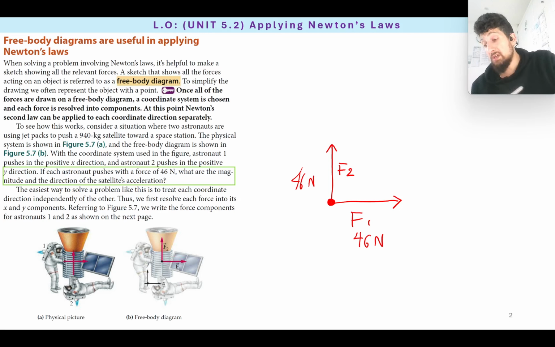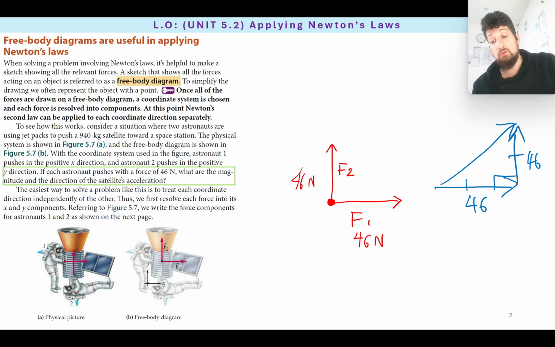And we can use that to work out the overall force, because essentially we can form a triangle using these forces. So this is F1, this is F2. Let's look at the values. 46 and 46. So it is an equilateral as well as a right angle triangle. These two are the same as well as 90 degrees. So we've got the hypotenuse, and the hypotenuse is going to represent the overall force.